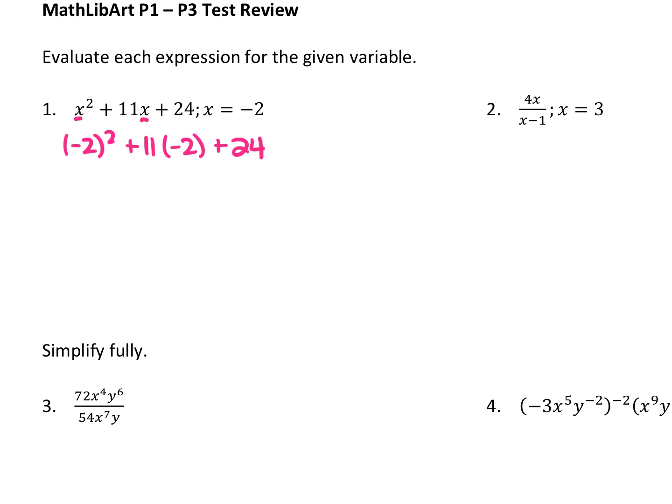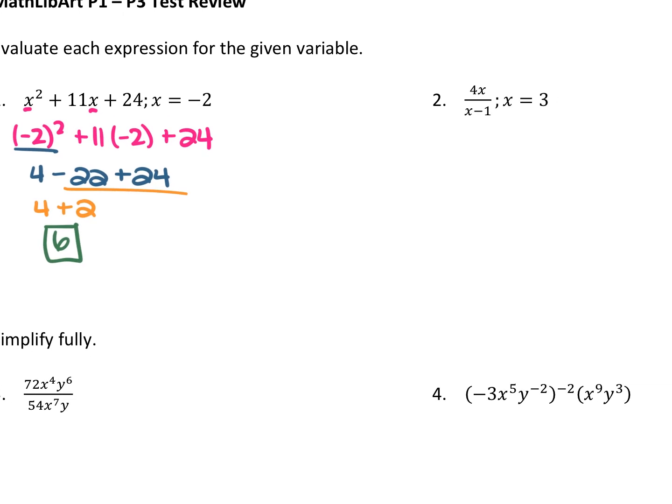From here, that -2 squared is 4. The 11 times -2 is -22. And then that 24 drops down. I'm going to add my 24 with my -22 first to give myself 4 plus 2, and that is 6.